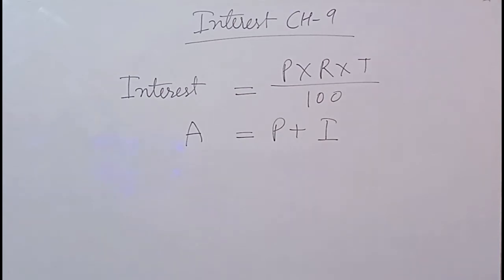And the second is A equal to P plus I. A is the amount, P is the sum borrowed, and I is the interest on the principal. So with the help of these, you will solve the sums of the chapter Interest.